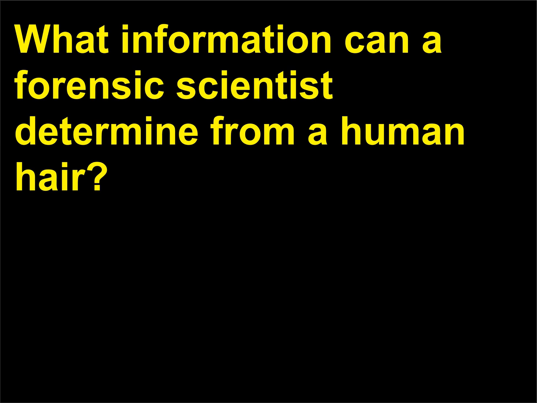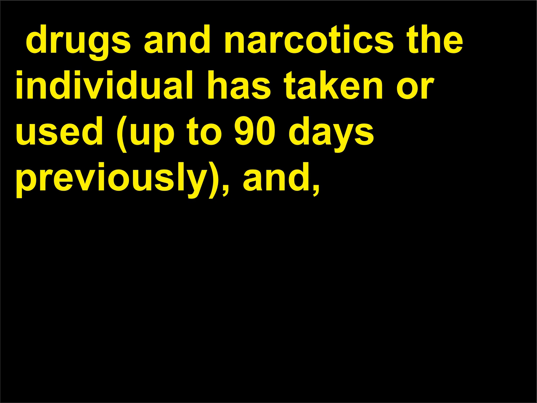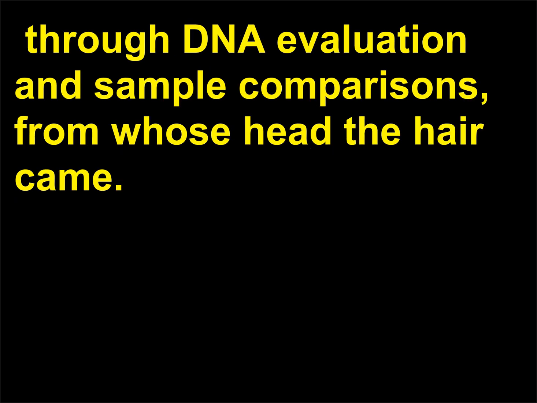What information can a forensic scientist determine from a human hair? A single strand of human hair can identify the age and sex of the owner, drugs and narcotics the individual has taken or used up to 90 days previously, and, through DNA evaluation and sample comparisons, from whose head the hair came.